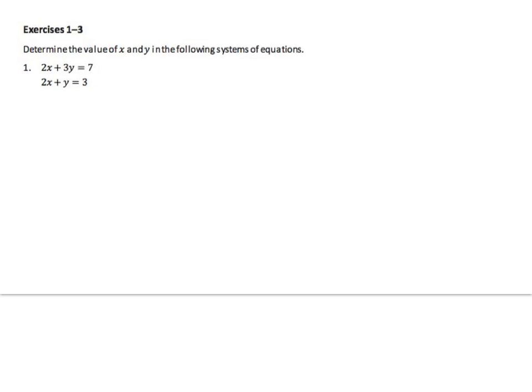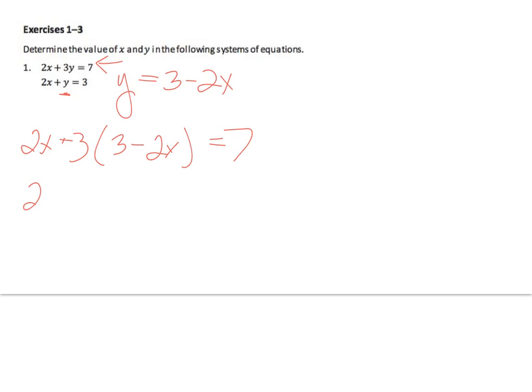With this one, we could use substitution, we could use elimination. It doesn't matter to me. You're going to learn what you like better. This one right here, I see that I have a y all by itself. Well, not by itself, there's no coefficient in front of it. So I can solve for y and plug it into the first equation and get my x. So 2x plus 3, and instead of y, I'm going to substitute 3 minus 2x equals 7.